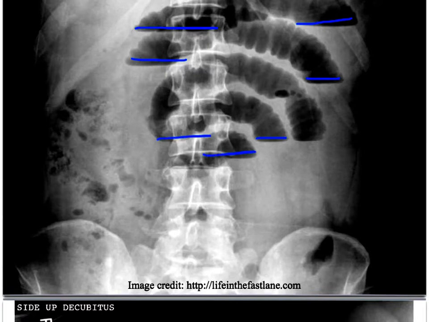Air fluid levels can also be seen in patients with gastroenteritis as well, or ileus post-abdominal surgery. It doesn't necessarily have to mean obstruction, and so air fluid levels need to be taken in context with the patient who's presenting.